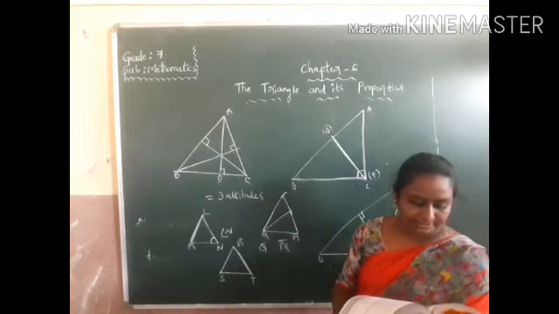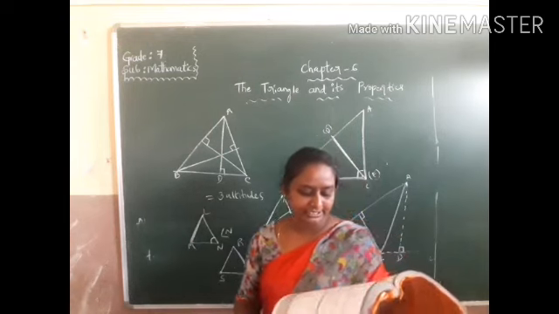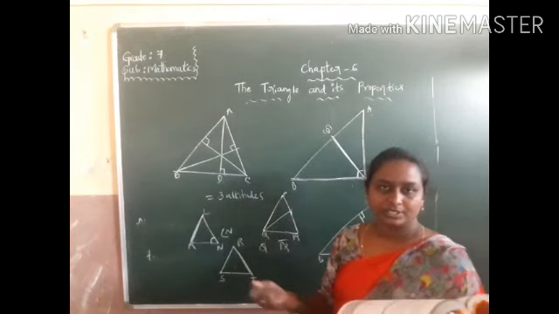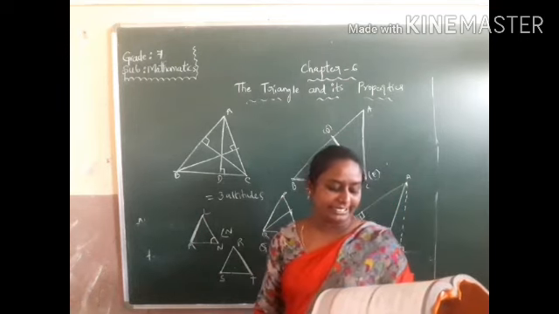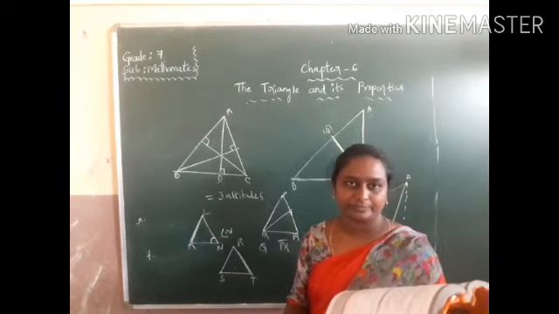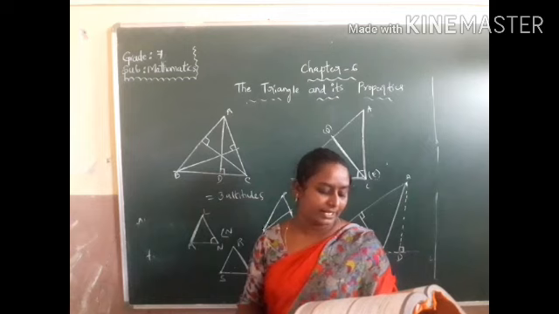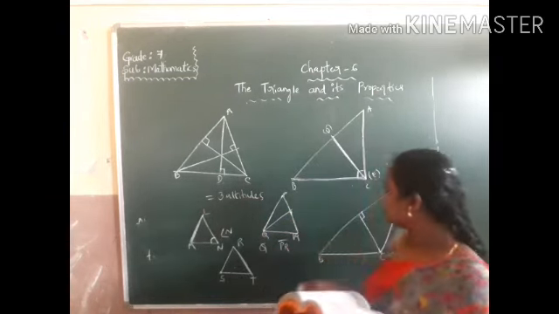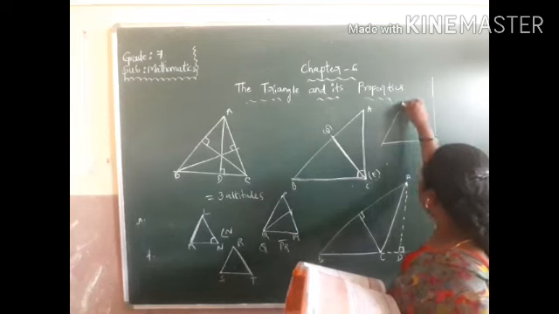Next, page number 114, think, discuss and write. This one also we have observed now. How many medians can a triangle have? Yes, 3. Does a median lie wholly in the interior of a triangle? Just now you have seen.